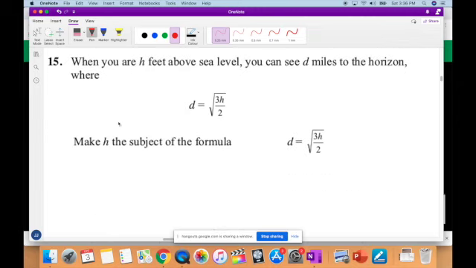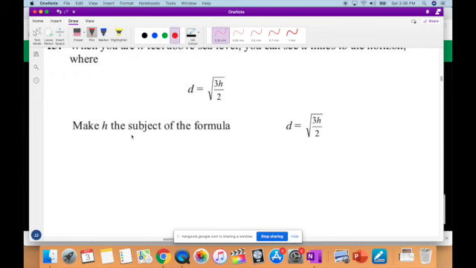Right. Now, this is the one that I really wanted to test you guys on. And it is make H the subject of the formula. H is inside a D. That is where H is. It's inside D. So I have the square root of 3H divided by 2 is equal to D. How do I get H out of it?